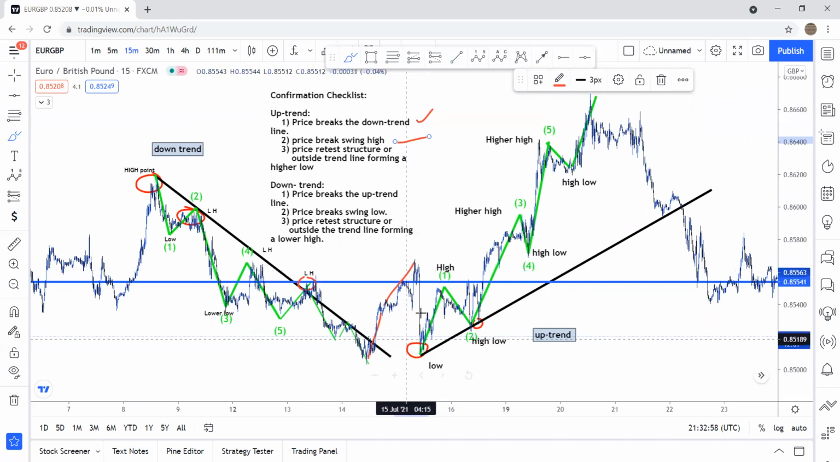Step three, price retests either the structure, which is this blue line, or it retests down to the bottom again before we look to start taking it up. Now look what happened. Price came down to this area, right?